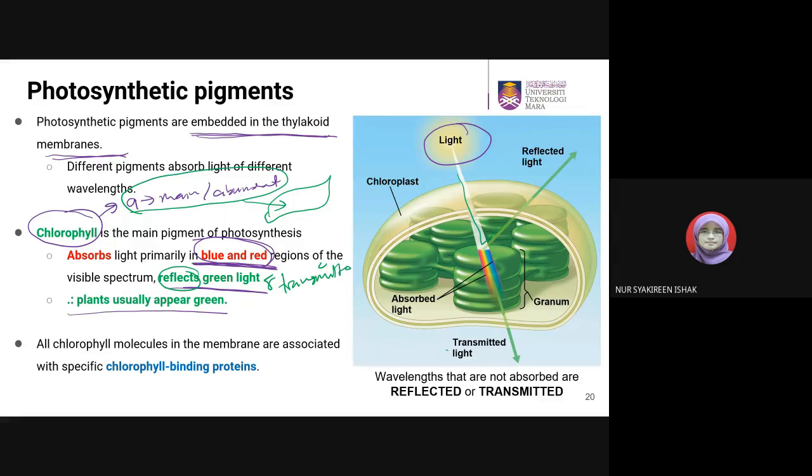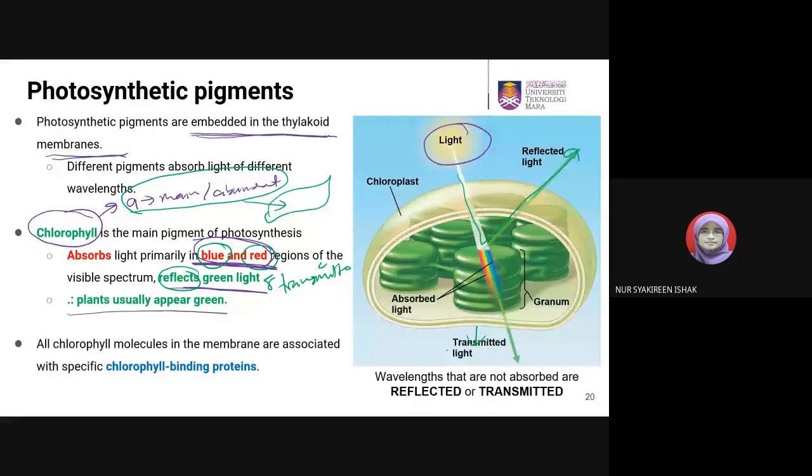Reflect maksudnya kat permukaan daun awak boleh nampak dia warna hijau. Transmitted kat bawah daun tu awak boleh nampak dia warna hijau. Okay, so sebab the green light is reflected and also transmitted. So the wavelength yang dia akan banyak absorb untuk melakukan photosynthesis adalah blue and red light.